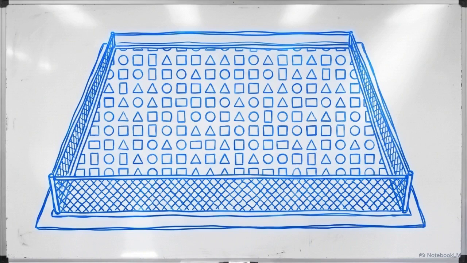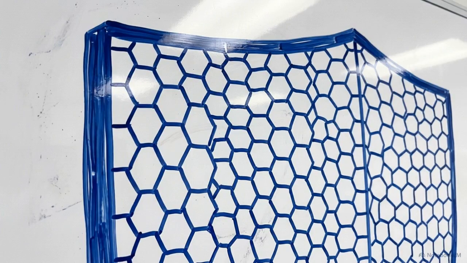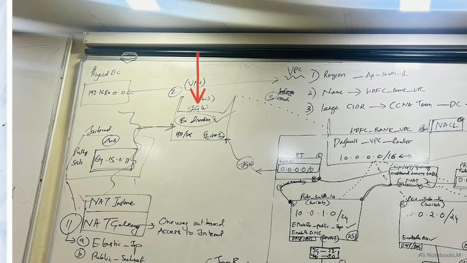To understand the map, we have to start at the very outer edge of the property line. Notice this massive outer box containing almost everything on the board. This is labeled the VPC. Think of this as the perimeter fence that surrounds the entire bank property. Everything inside this fence is private property. The bank has total control over who is allowed to enter and where they are allowed to go once they're inside.